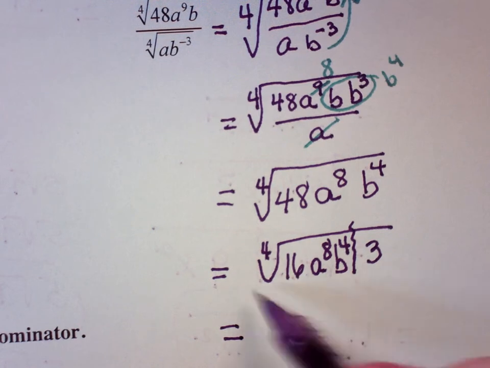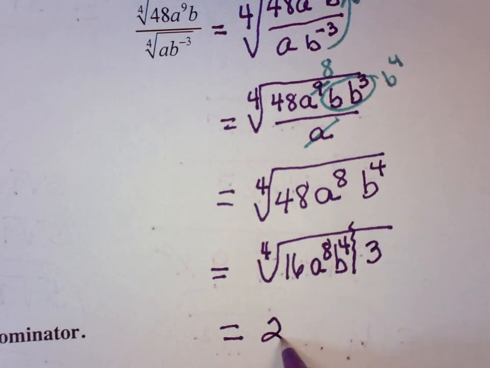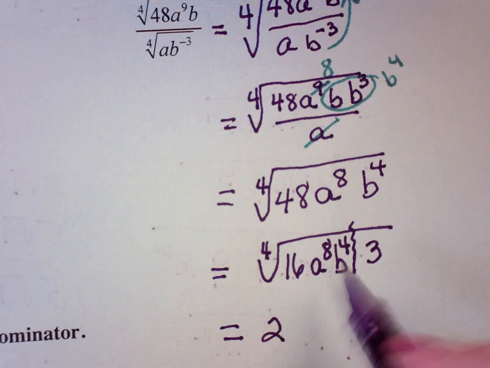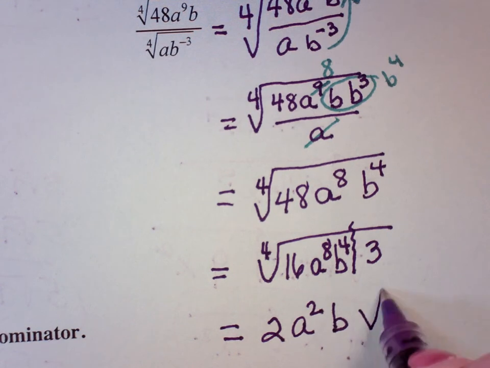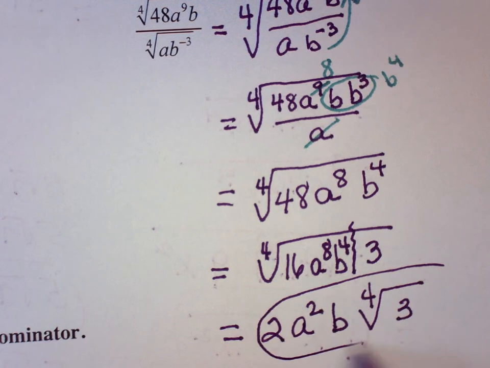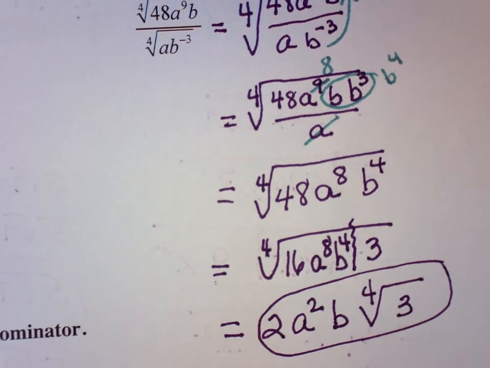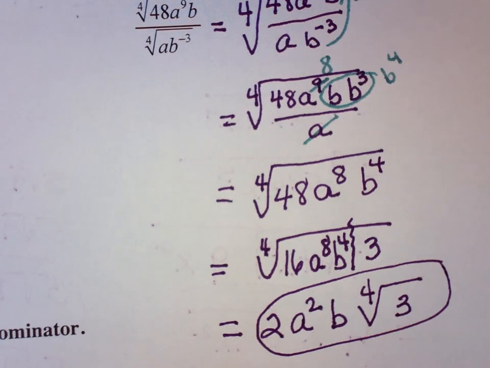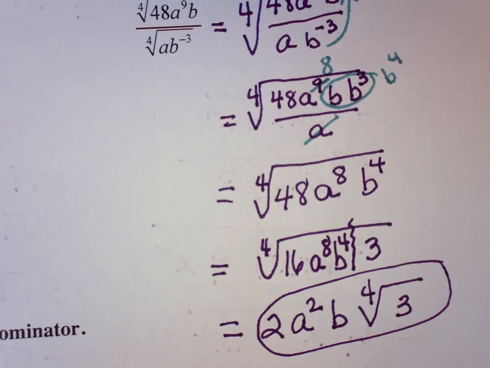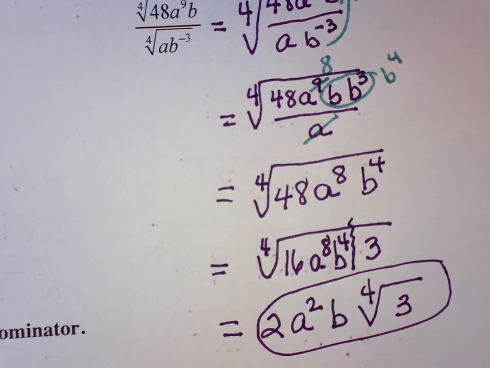So I'll have the fourth root of 16, which is 2. The fourth root of a to the 8, which is a to the 2. The fourth root of b to the 4, which is b to the 1. And I'm left with the fourth root of 3. This is all just manipulation, and these worked out rather nicely.